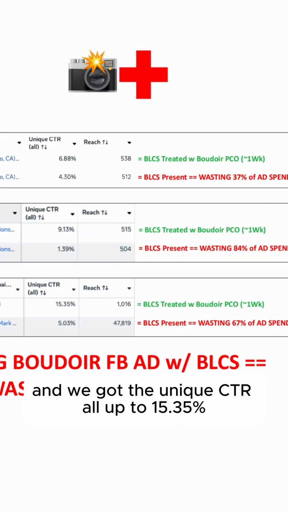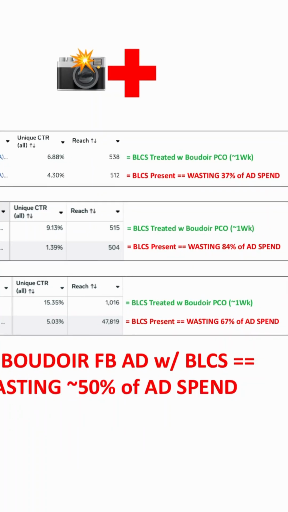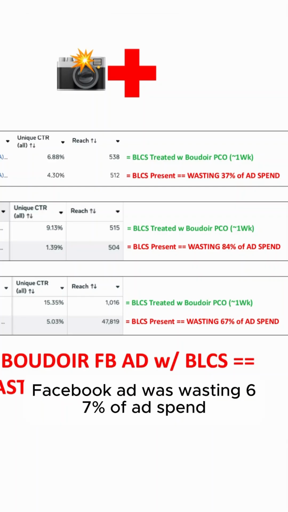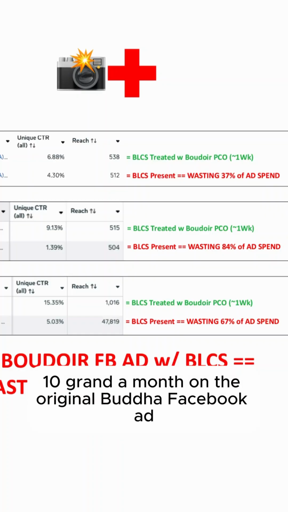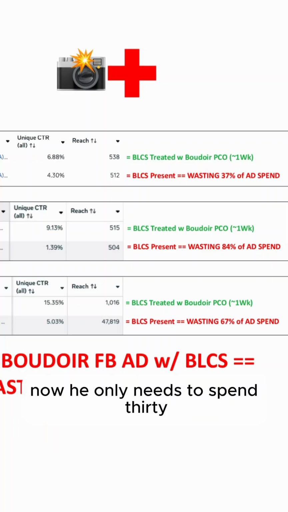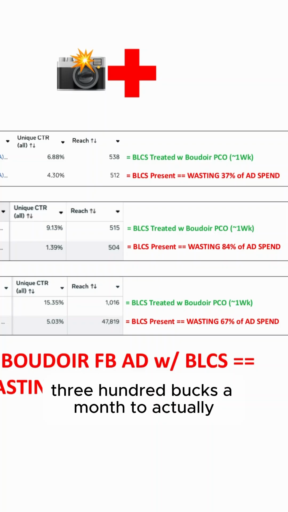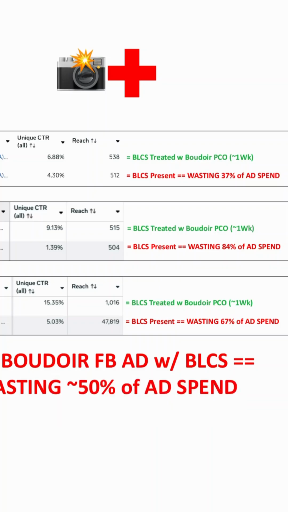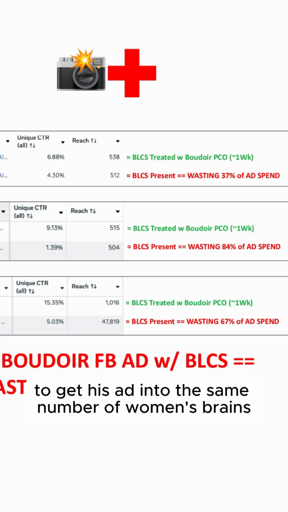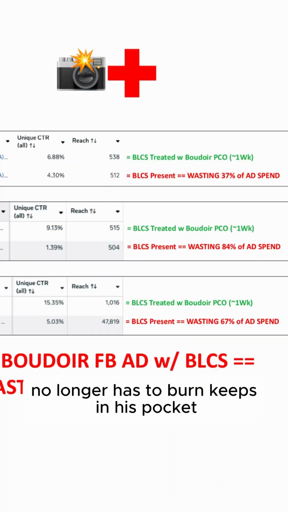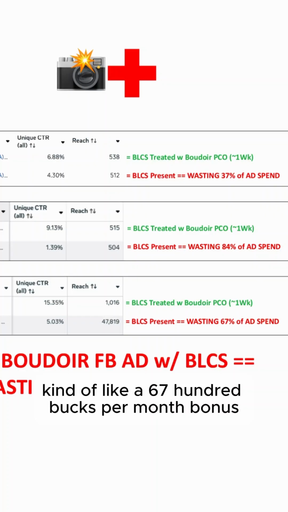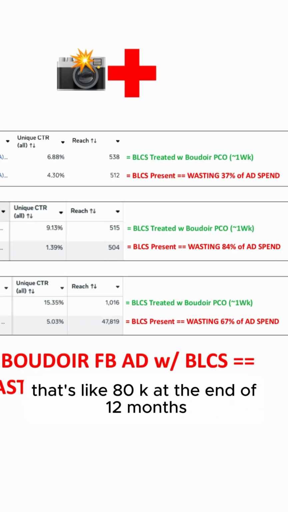And we got the unique CTRL up to 15.35%. So we found his original Boudoir Facebook ad was wasting 67% of ad spend. As a result, if he's spending 10 grand a month on the original Boudoir Facebook ad, now he only needs to spend 3,300 bucks a month to get his ad into the same number of women's brains. So at 6,700 bucks a month, he no longer has to burn it, keeps it in his pocket, kind of like a 6,700 bucks per month bonus. That's like 80K at the end of 12 months.